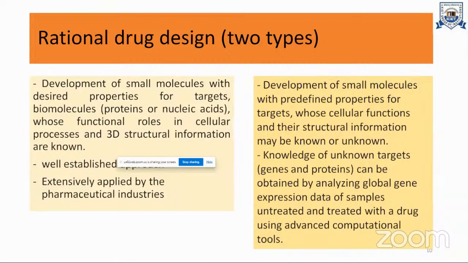For example, I am talking about drug receptor interaction. Here we were unaware about the receptor. We did not know about the structure of the COVID virus. So how are we going to start the rational drug design? For that purpose, identification of the receptor structure is very important.